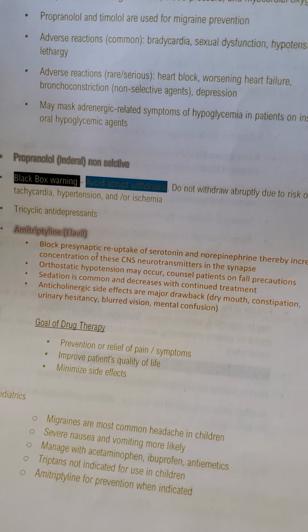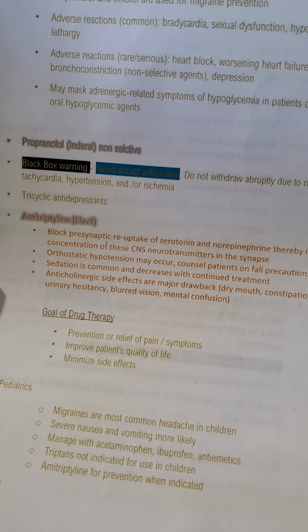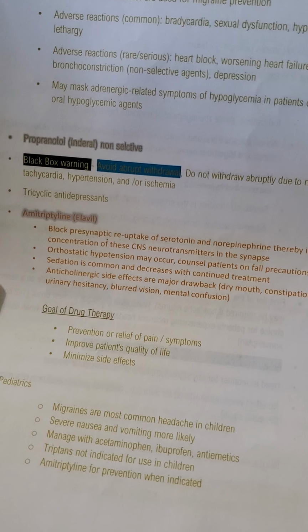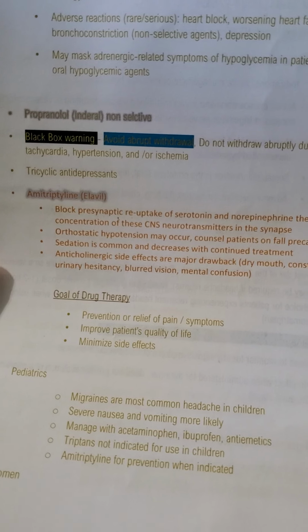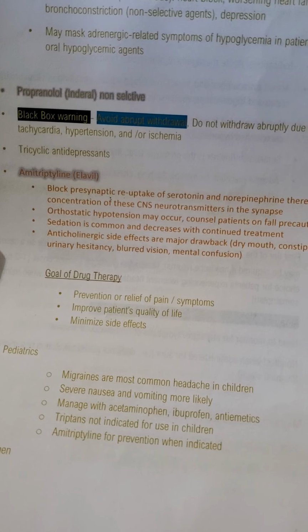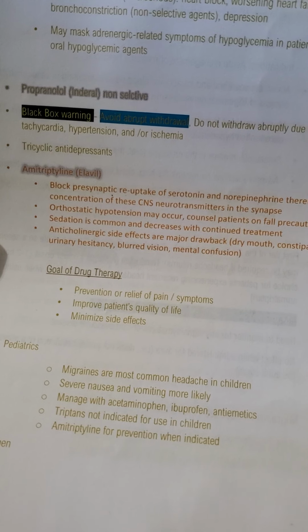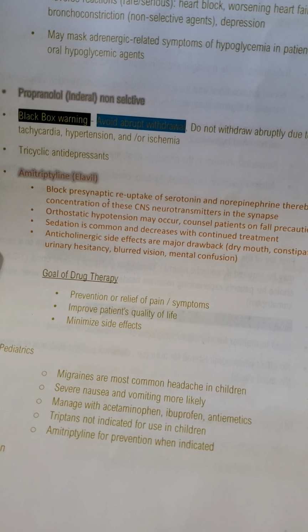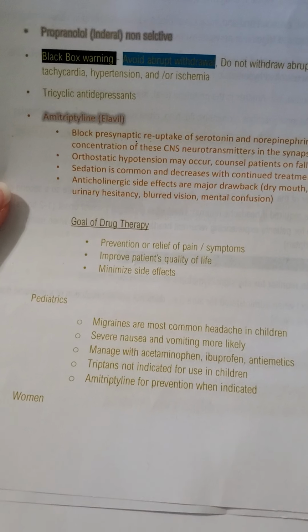Anticholinergic side effects are major drawbacks: dry mouth, constipation, urinary hesitancy, blurred vision, and in some cases mental confusion. The goals of therapy within this treatment are prevention or relief of pain and symptoms, improve patients' quality of life, and minimize the side effects.